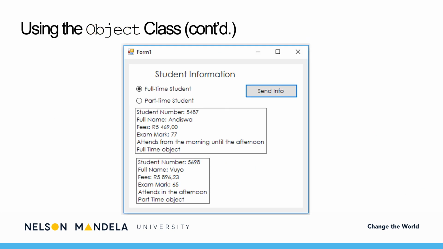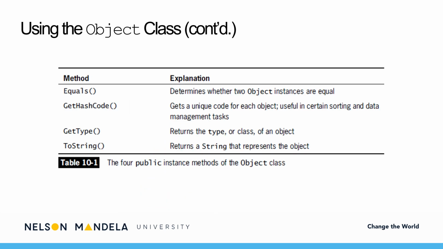So let's just look at what methods the object class has. Sorry, this is just an output from the previous code snippet. Okay, so what does the object class have? What methods does this class have? It has 4 methods. One's called equals, one's called getHashCode, one is called getType, one is called toString, which I think every one of you is familiar with.